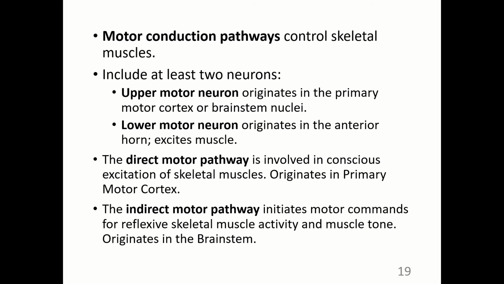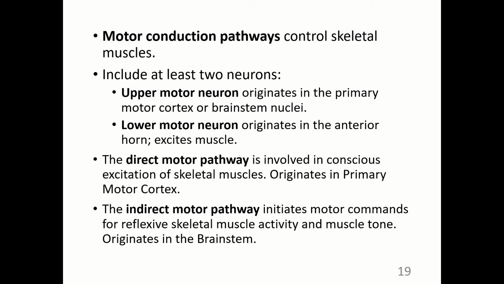Motor conduction pathways control skeletal muscles. They include at least two neurons, the upper motor neuron and the lower motor neuron. The upper motor neuron originates in the primary motor cortex or brainstem nuclei, if you remember learning about the reticular formation. The lower motor neuron originates in the anterior horn of the spinal cord and excites the skeletal muscle.